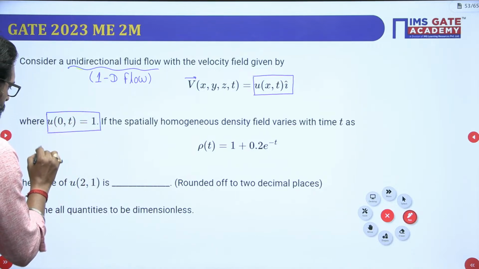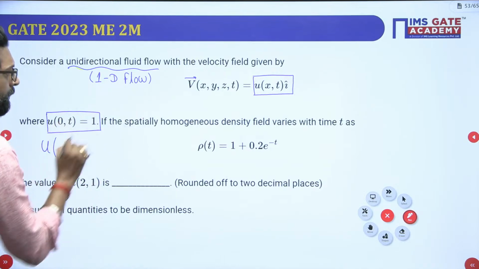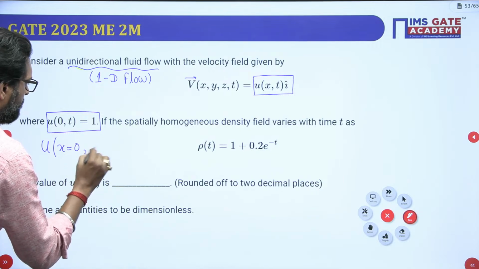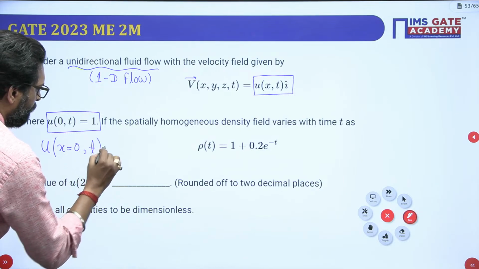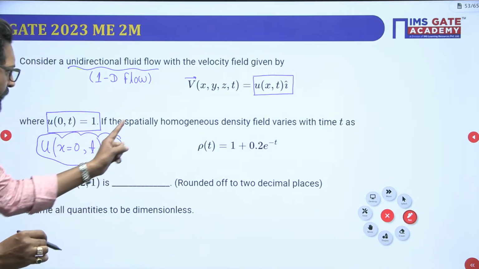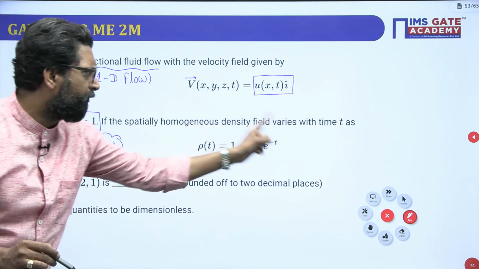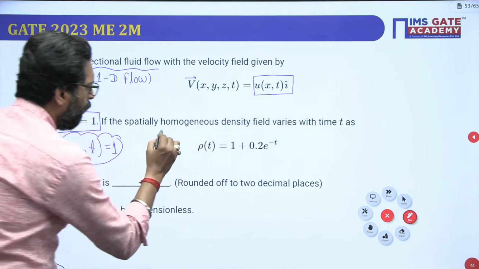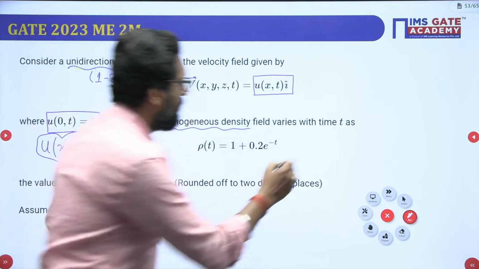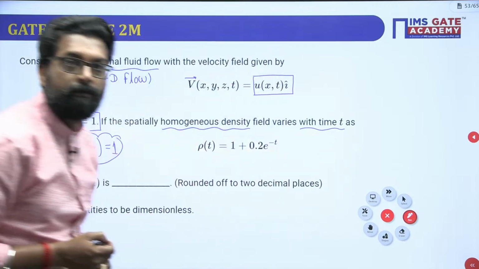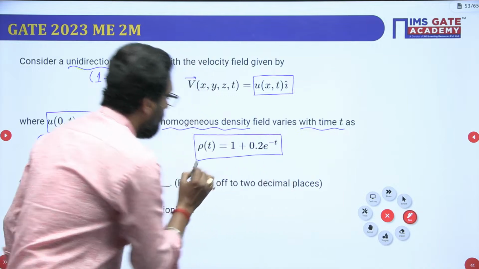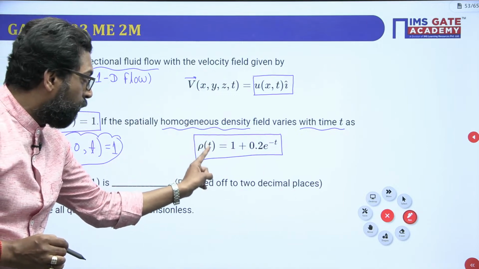Where it is given u at x is equal to 0 and t, the value it is given 1. If the spatial homogeneous density field varies with time, that means homogeneous density, that means density doesn't vary with the position, only varies with time. So this density is only a function of time.